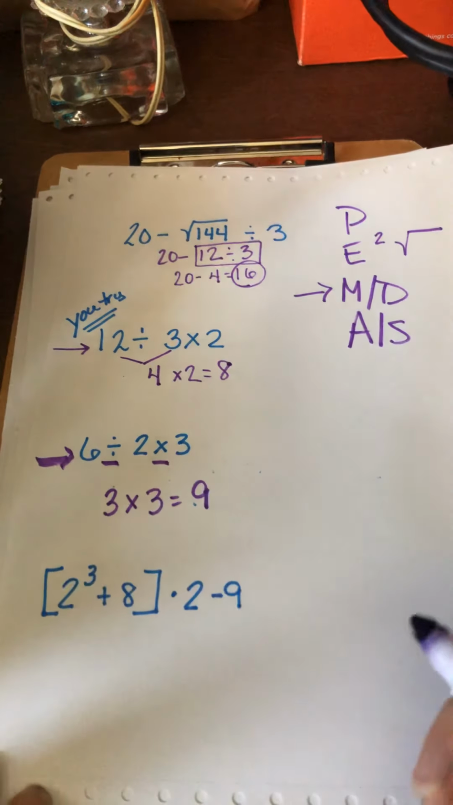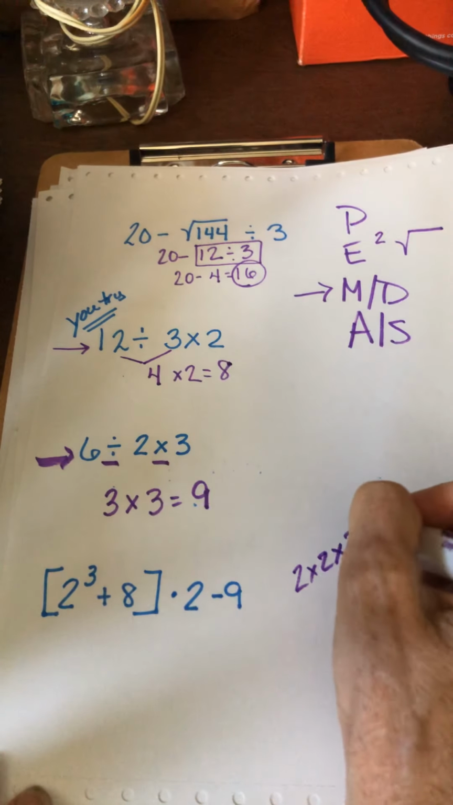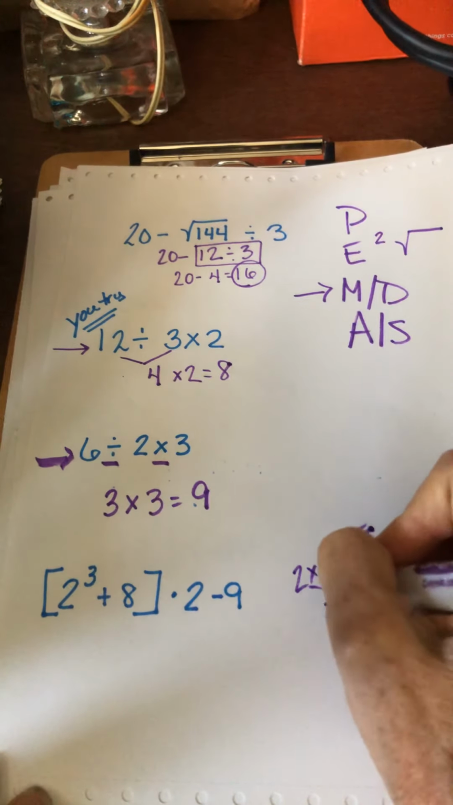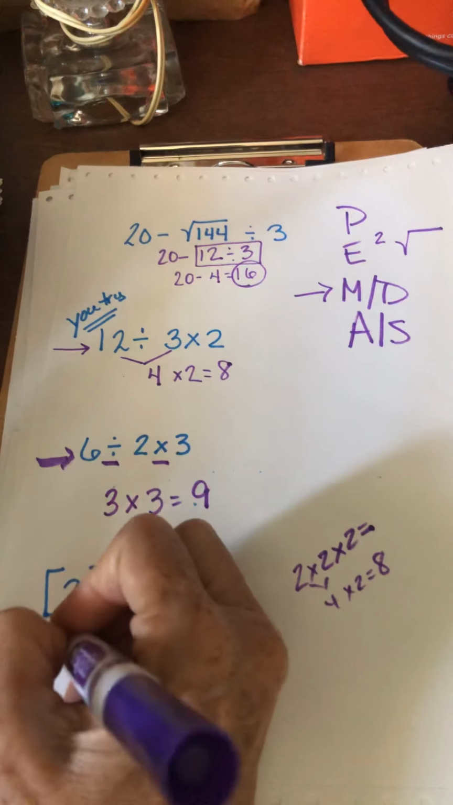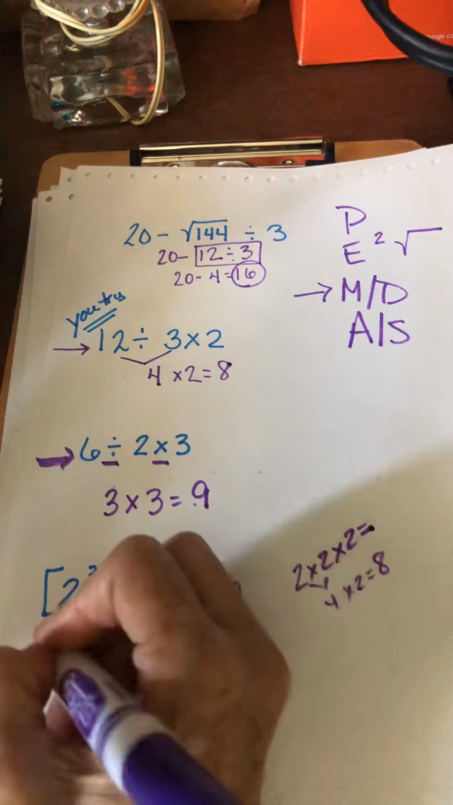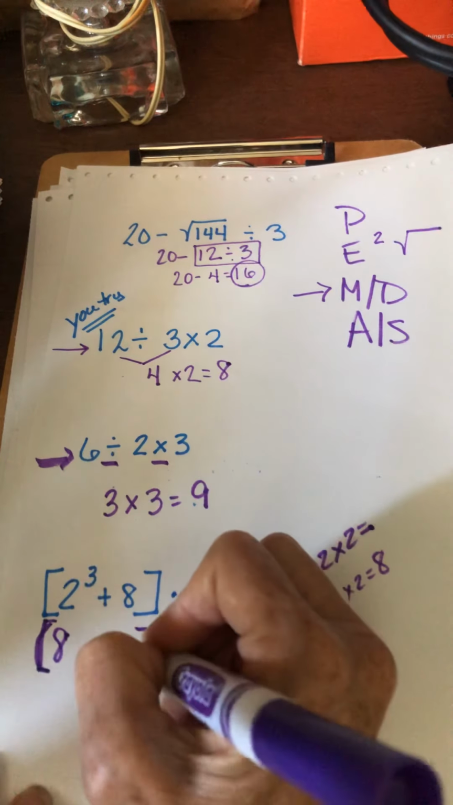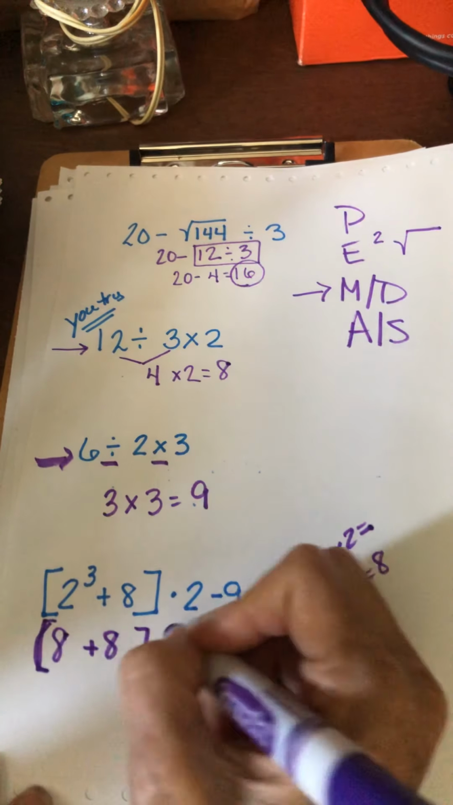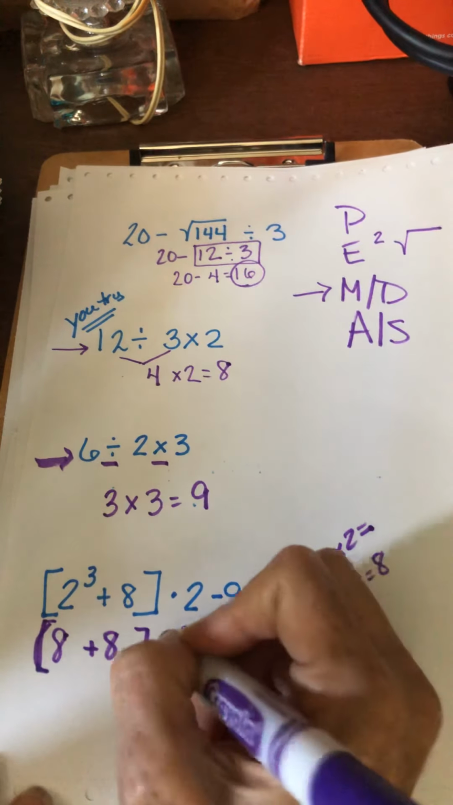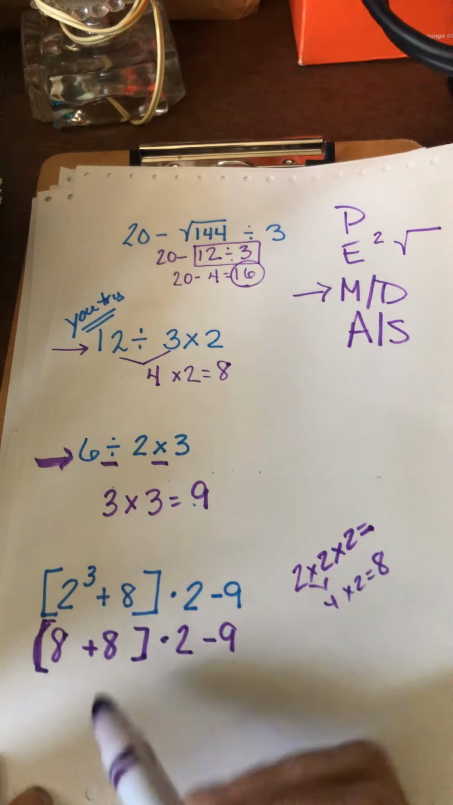So 2 to the third power means 2 times 2 times 2. 2 times 2 is 4, times 2 is 8. So 2 to the third power is 8. That just takes the place of this. Now I'm still working with parentheses or brackets. They're all in the same area. So I'm going to copy everything else down. All I've done is this step right here.